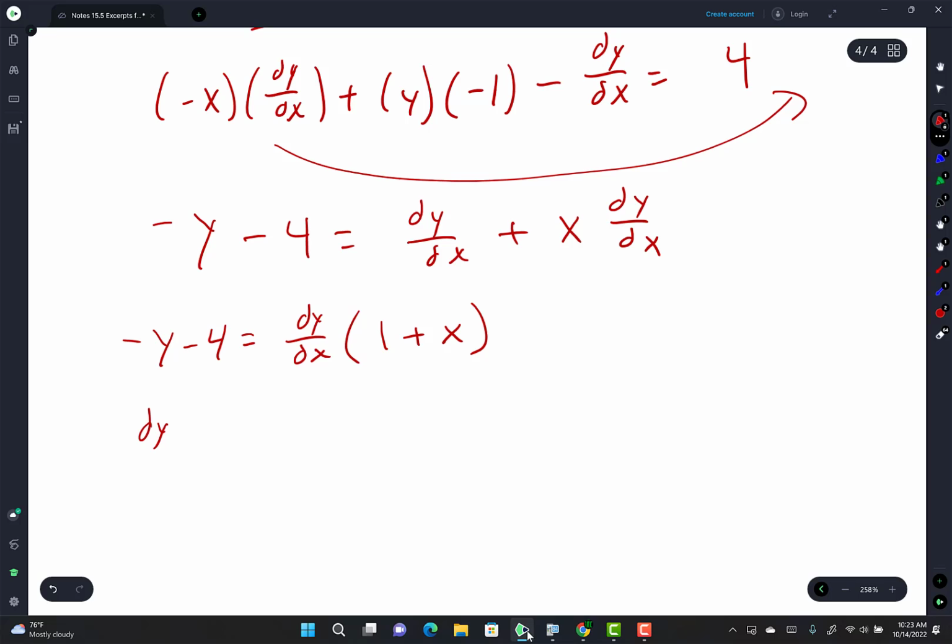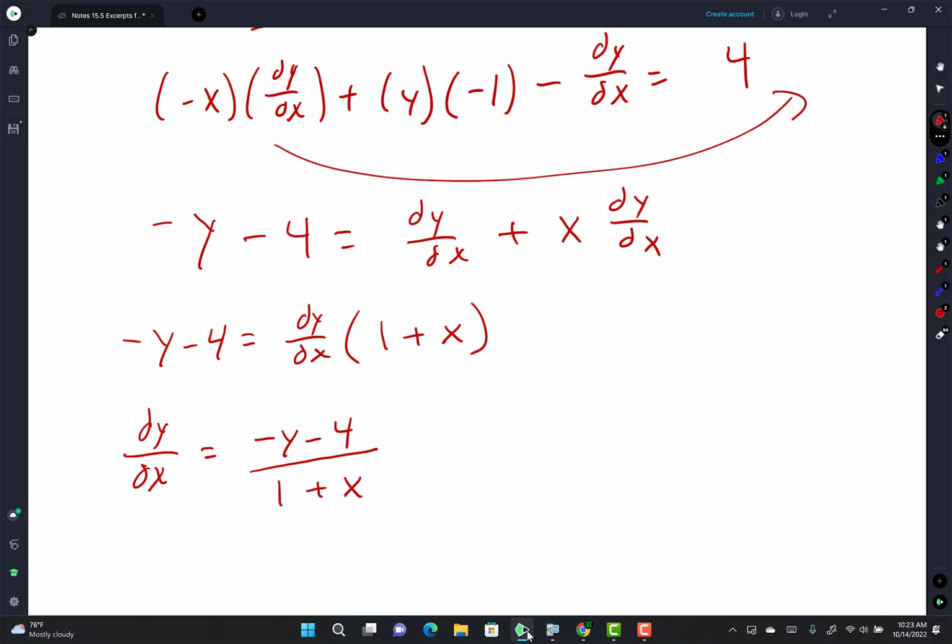So I have dy dx equals negative y minus 4 over 1 plus x. And I'm really tempted to factor out a negative, but I'm going to leave it. Are we okay? What if you got y plus 4 over negative x? Same thing. It's the same as this. You'll get the same answer. Are we okay so far? All right, here we go.